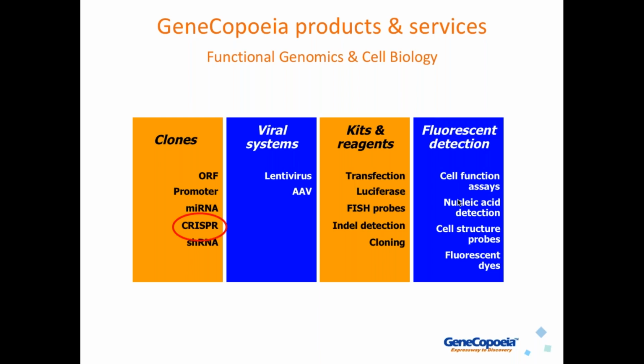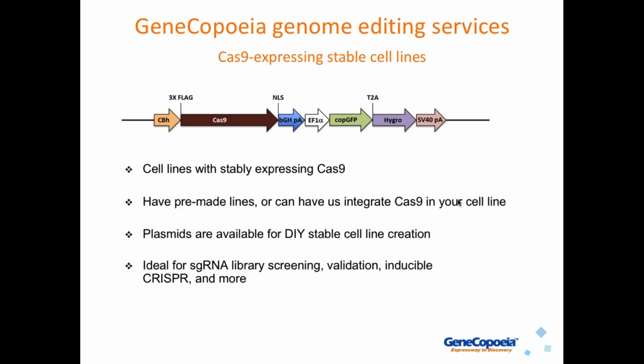But of course, you're here to learn more about CRISPR, so let's get into that. All right, so again, this webinar is focused pretty specifically on Cas9 expressing stable cell lines. And I'll go into more detail later, but I just want to let you know that these are cell lines that contain stably expressing Cas9 nuclease, as shown here. And we have many pre-made cell lines. Currently, the number of cell lines that we have pre-made with Cas9 expression is 44.